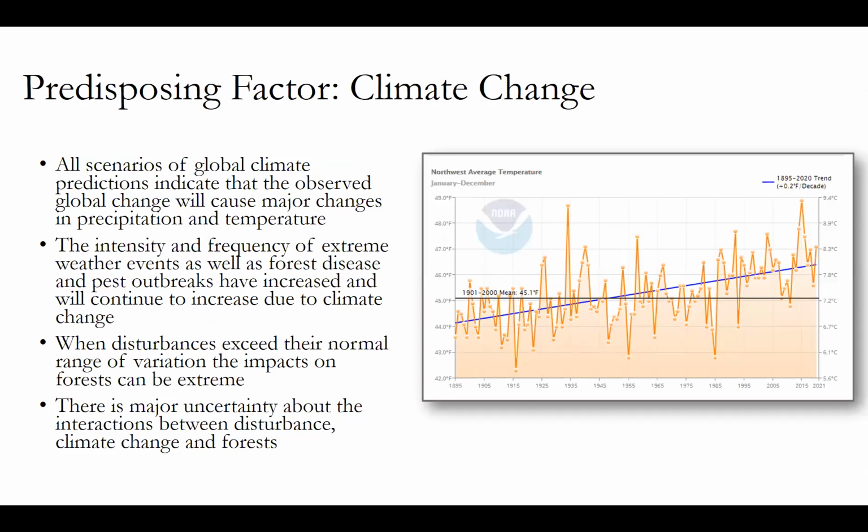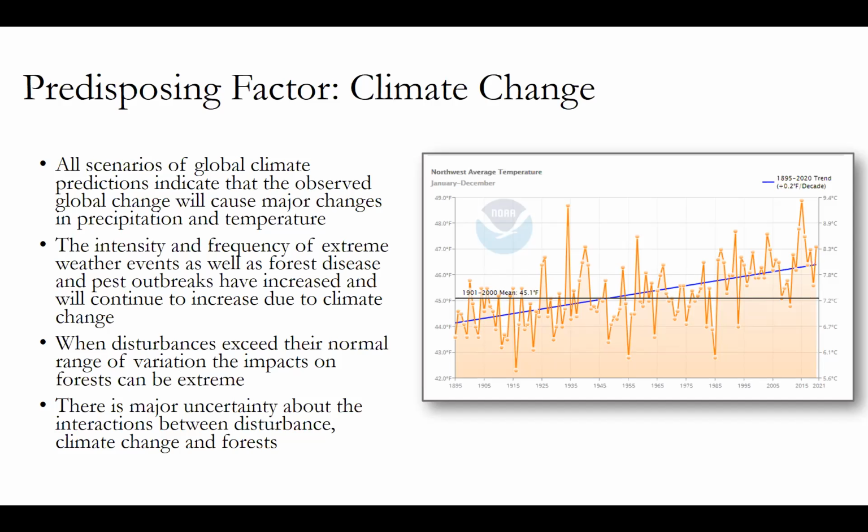So I wanted to focus a little bit on the predisposing factor, climate change. All climate change predictions indicate that there will be major changes in precipitation and temperature. And I believe we are seeing these changes now. There are a lot of factors involved in disturbance interactions, which make it very difficult to predict what will happen to our forests as the climate continues to change.